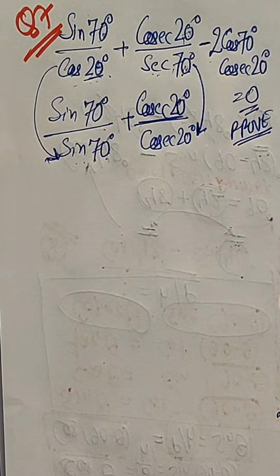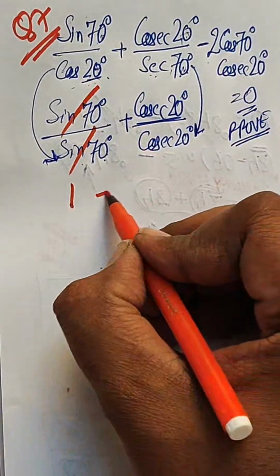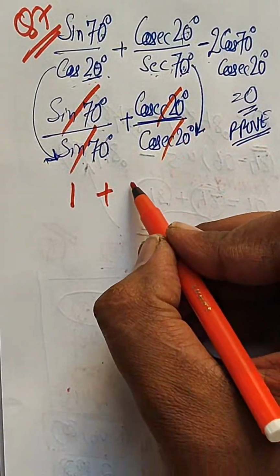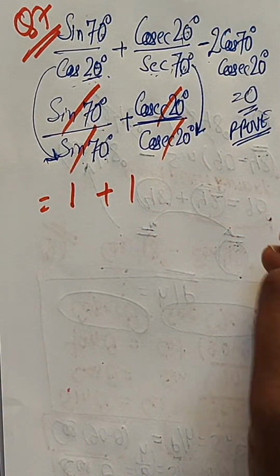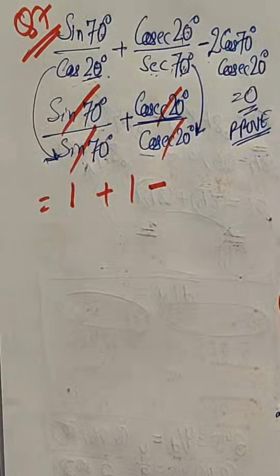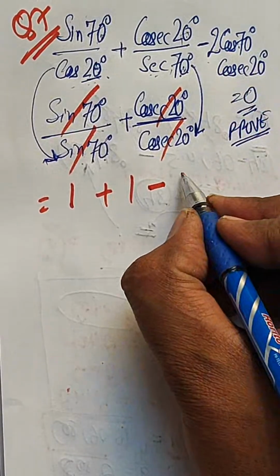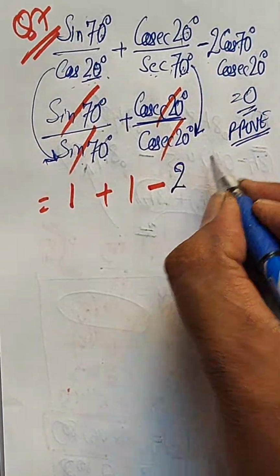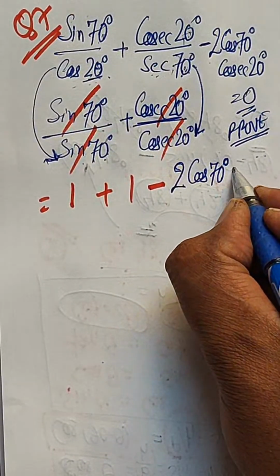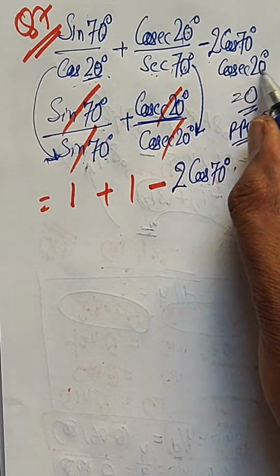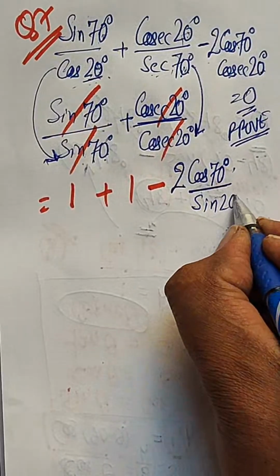The benefit of this is that sine 70 will be cancelled out, we are left with 1, plus cosec 20 will be cancelled, we are having 1. So 1 plus 1 is 2, right? Minus, here you can see 2 times cos of 70 degree and cosec 20 degree. Cosec 20 degree can be written as 1 by sin 20 degree, like this.